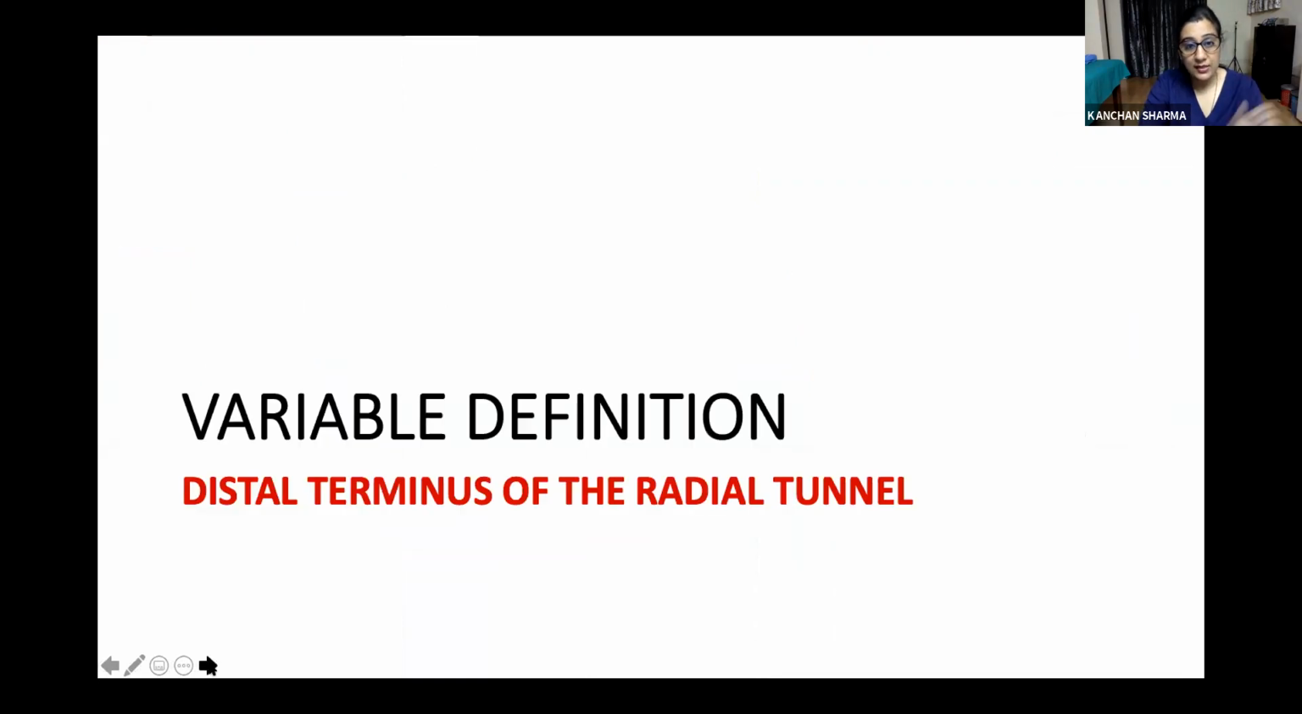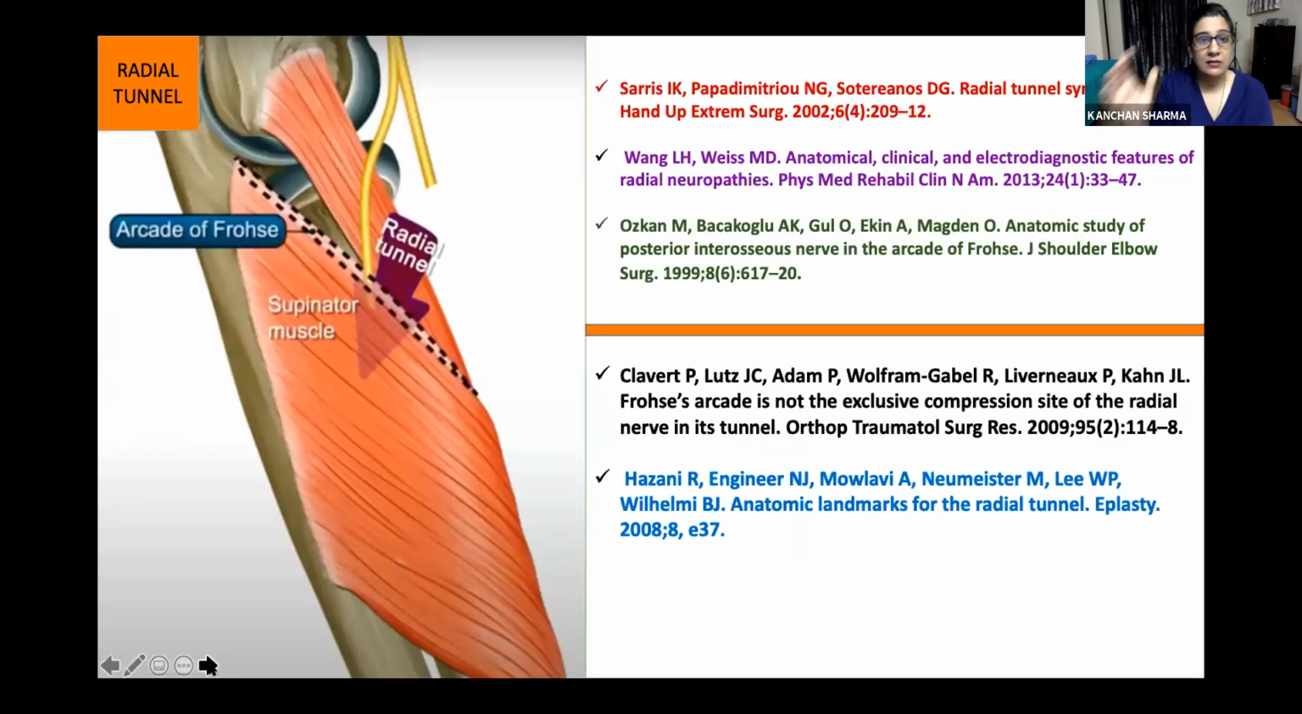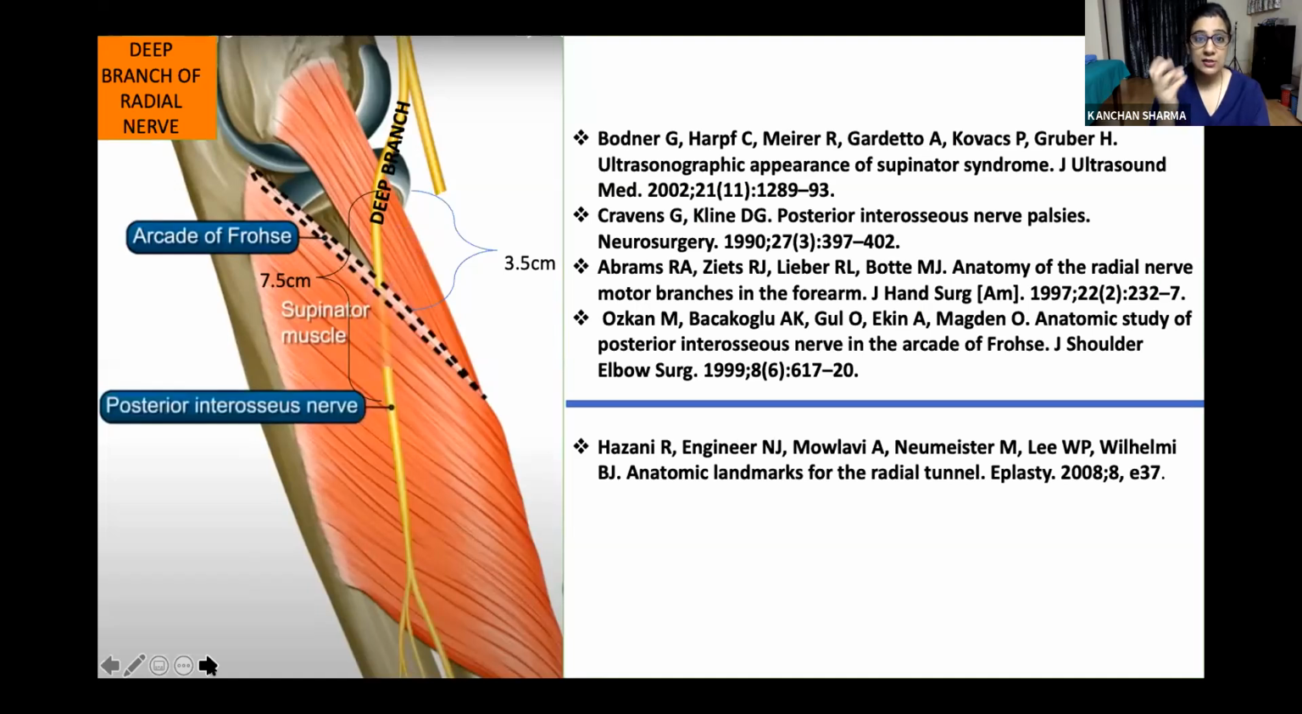Now, what is the controversy here is, in fact, there is a variable definition of the radial tunnel itself. Some say the radial tunnel stops distally, it is not only at the proximal edge. Some say this whole thing is not a radial tunnel. So there is a lot of controversy, even with the nomenclature, even with the extent of this radial tunnel. Second, some say this should be called PIN, and not entrapment of the deep branch of the radial nerve or radial tunnel syndrome. There should be a separate name for it.